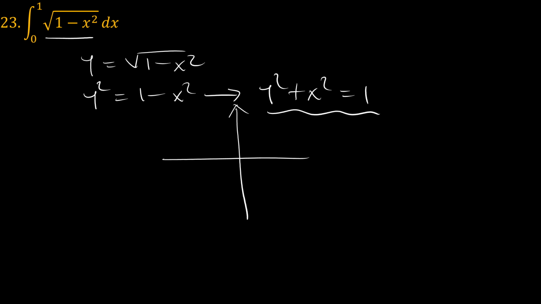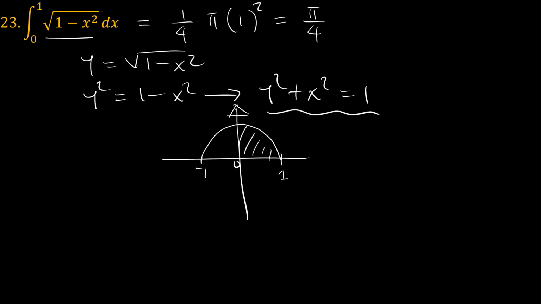And so the radius is 1. So we have negative 1, and positive 1 here. And so we have the positive half. But we're moving from 0 to 1. So the area here is just going to be a quarter times pi times the radius 1 squared, which is pi over 4, right? So that's the simplest way to have solved it.